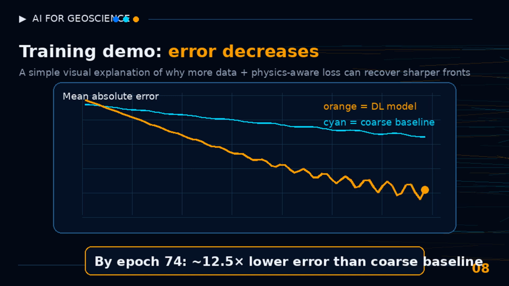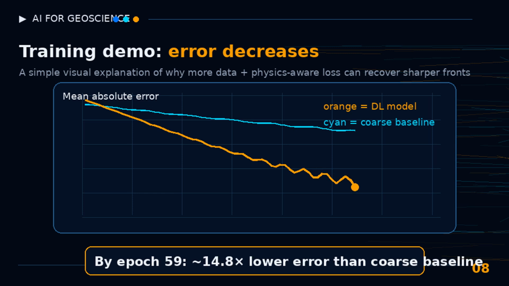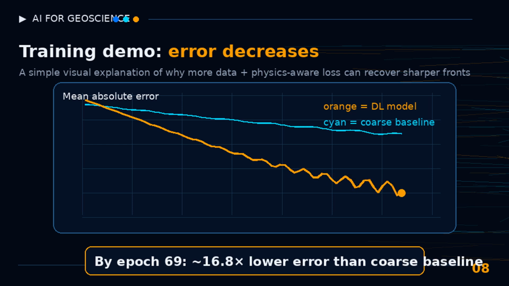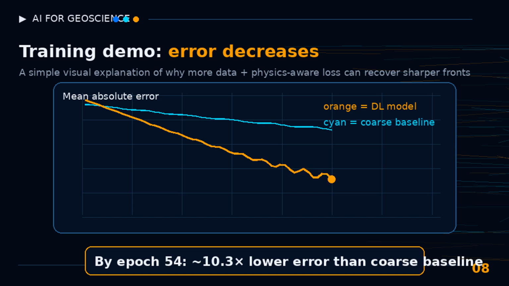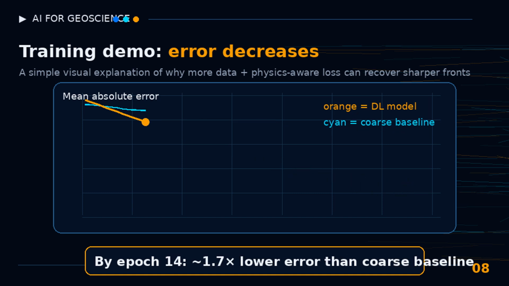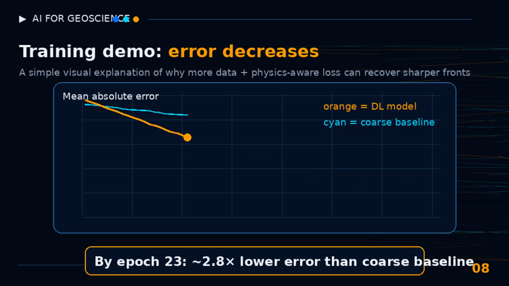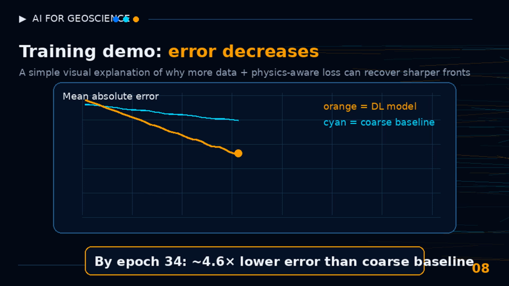When the orange curve becomes lower than the cyan curve, it means the AI model is producing better results than the original coarse simulation. This is a very important message for a global audience. AI is not magic. It improves because it learns from examples. It sees many flow patterns, compares its prediction with a true high-resolution result, and gradually learns how to recover missing details. However, we should not only train for many epochs. We need good data, good metrics, and physical checks. After prediction, we also need to know where the model can be trusted.